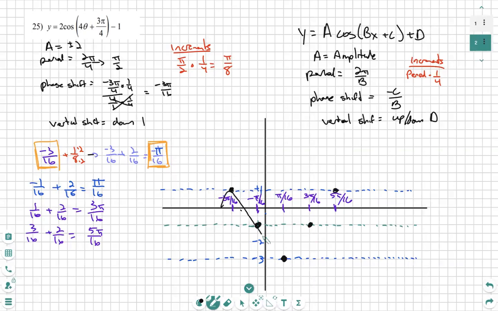Let's see if I can graph this a little better. There you go. It's not great, but it'll do. So that is how you graph a cosine graph and get all 5 of those points accurately.